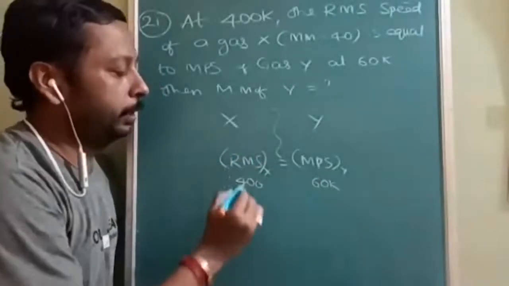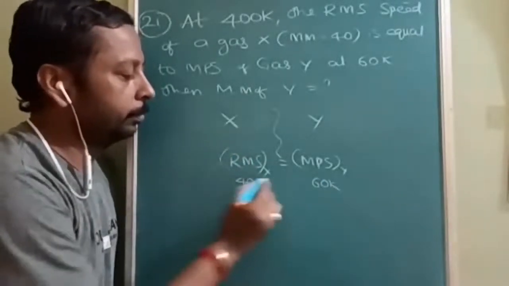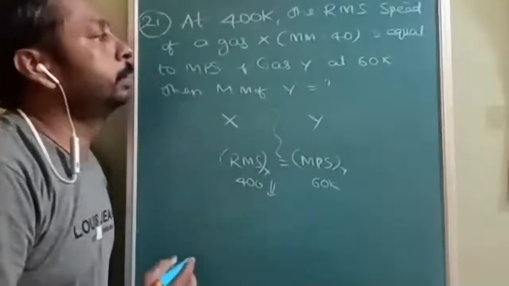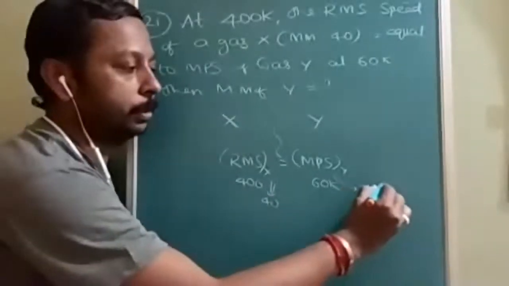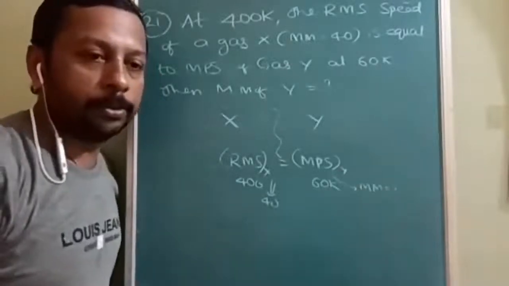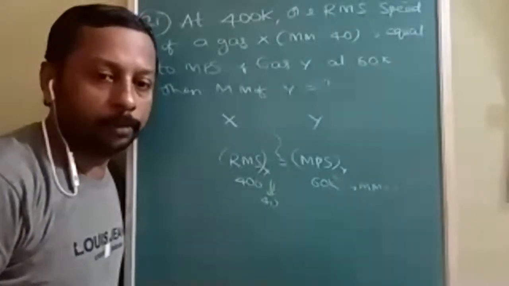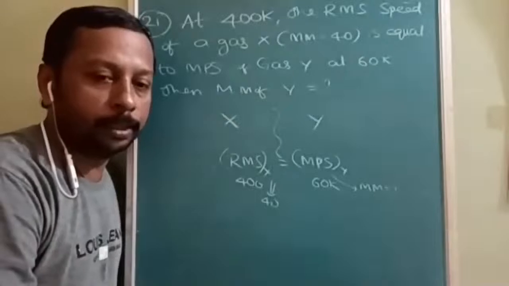The molecular mass of X is already given as 40, and the question is what is the molecular mass of Y? Is this question clear to you? Try to solve it. If not, you can ask me.